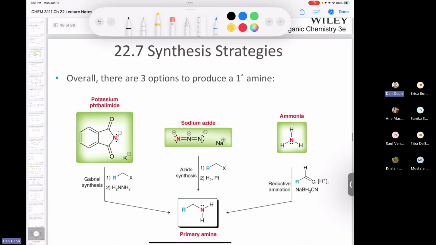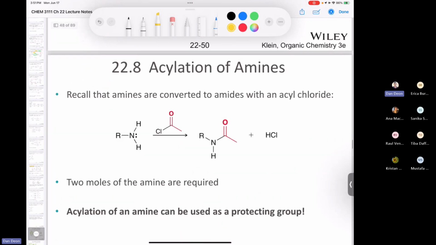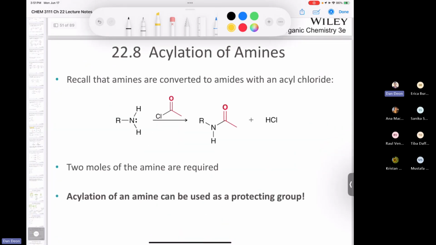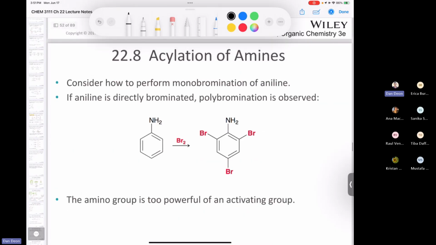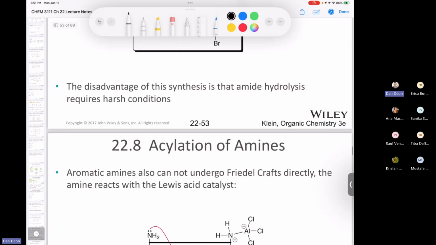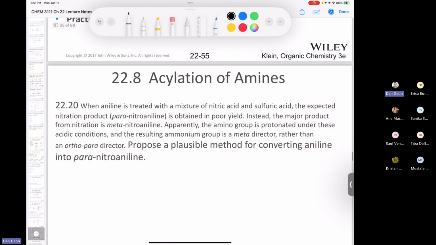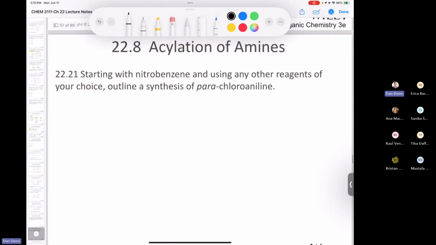After reductive amination, we get into synthesis strategies, the different ways to prepare amines. We talk about acylation, which is a review. This was covered in chapter 20, so there's nothing new here. Then we'll talk about bromination of aniline and how we can mitigate the number of bromines that get added by using an acyl group. So we'll deal a little bit with that.